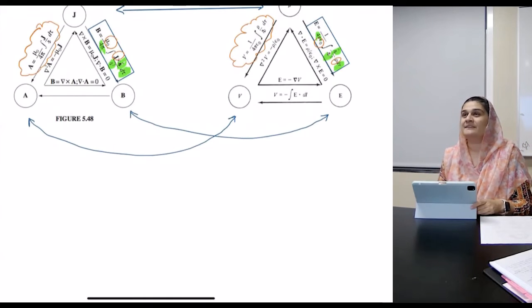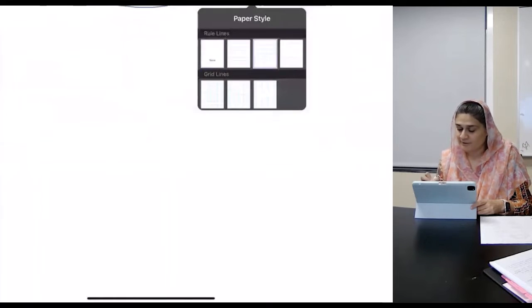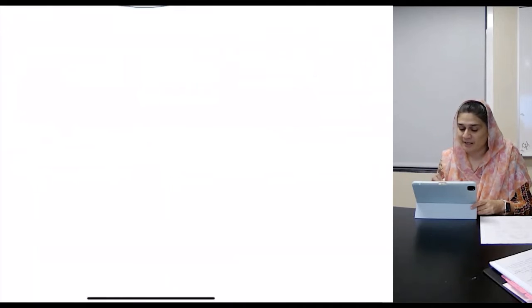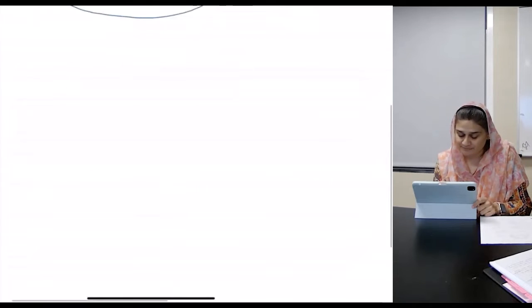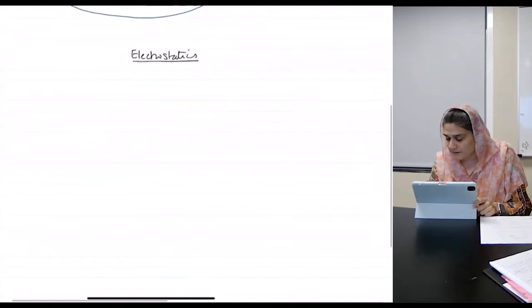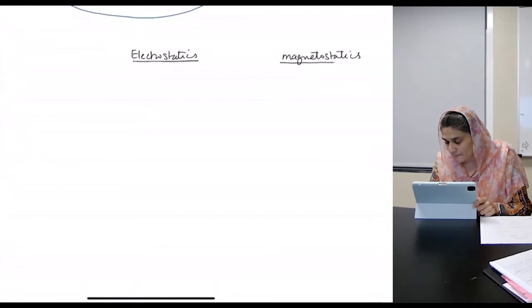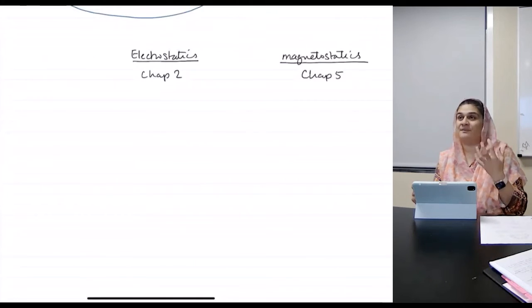Okay, are we ready? I'm going to leave these as is. Okay, and I'm going to move here. And I'm going to start putting everything in a box, in a big box. Okay, I'm going to write electrostatics here. And I'm going to write magnetostatics here. We discussed this in chapter 2, and we discussed this in chapter 5. This is going to be our quick check if we want to look at something very quickly.